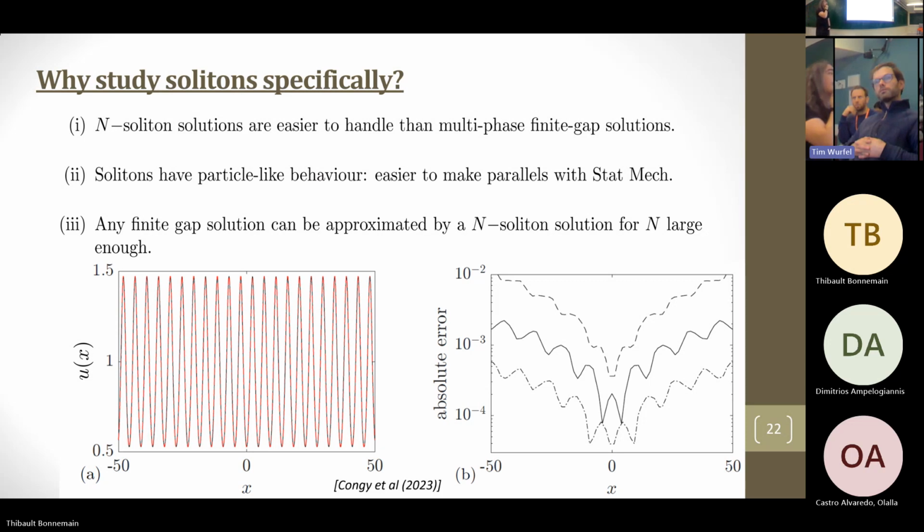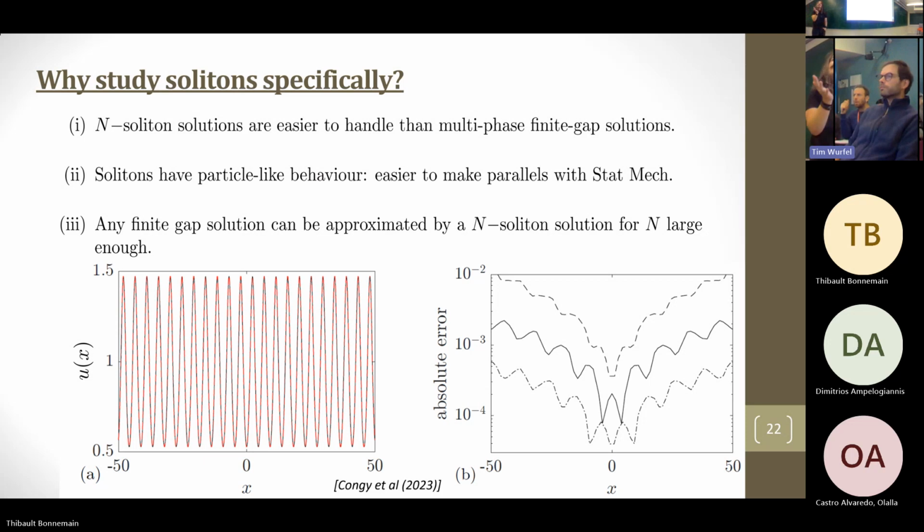And here, to illustrate this, I put on the left a cnoidal wave solution in black, which is superposed to an n-soliton solution in red. And on the right, you have the absolute error between those two solutions for 50, 100, and 200 solitons. So you see that they agree very well.